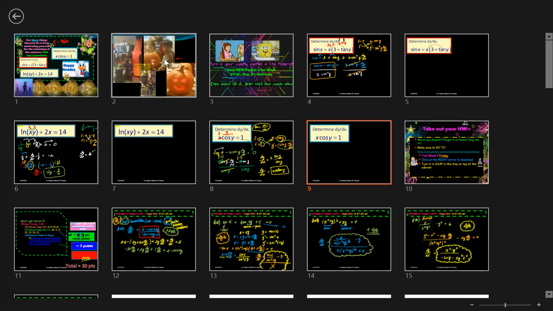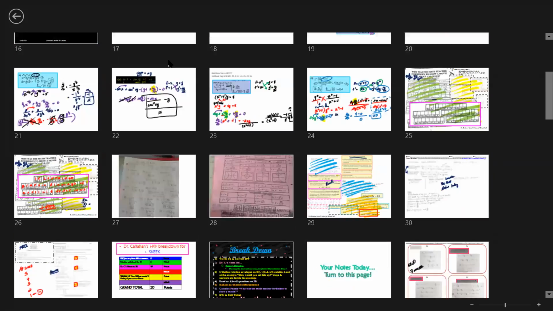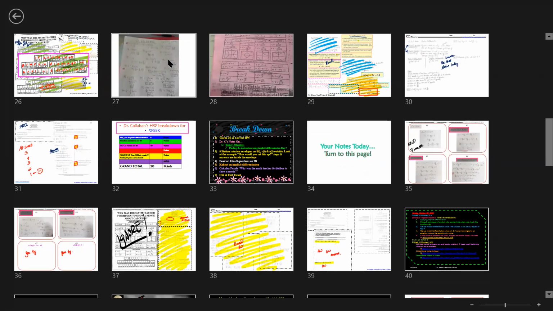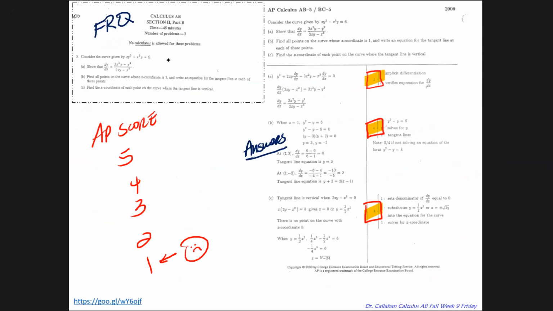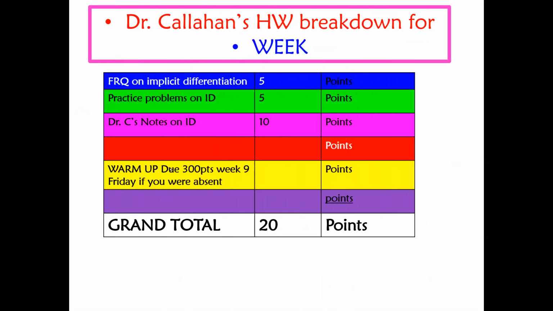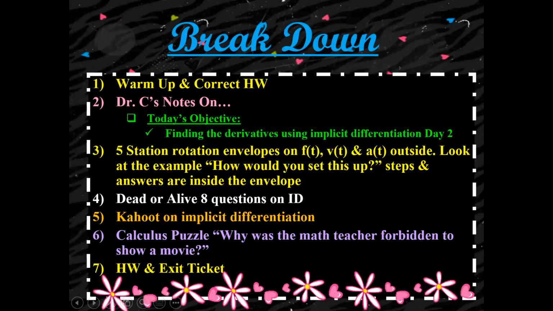All right, so let's go ahead and move on to today's stuff. Last time I saw you guys, we talked about implicit differentiation for the first day. I showed you some of the free response questions you might have and how they're supposed to be answered on the AP exam. Make sure you check that out, because you do have a link to see the answers. Today, we're going to look at derivatives using implicit differentiation for day 2.